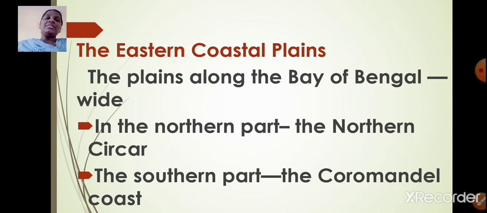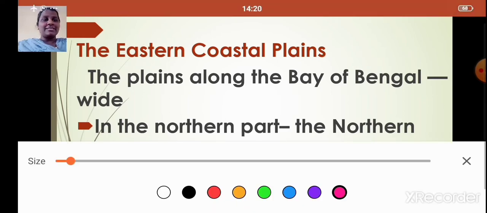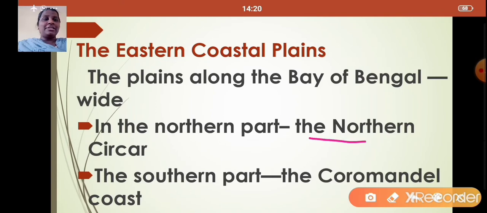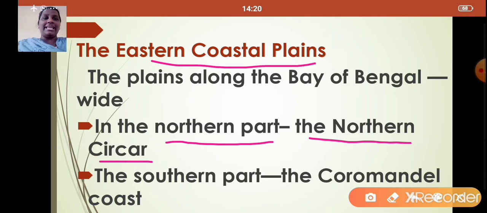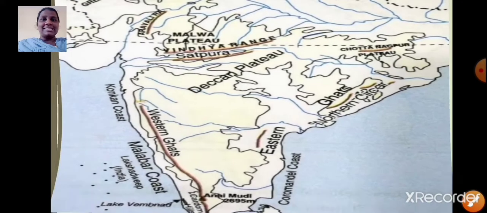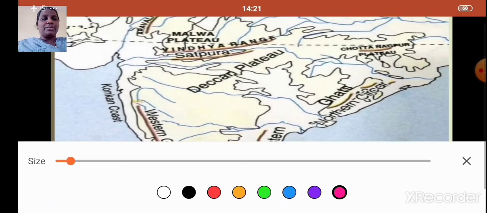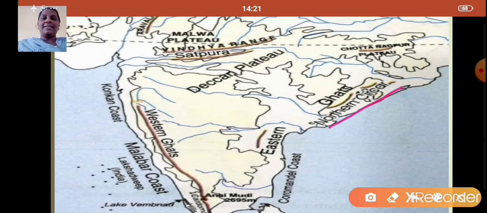Okay. So in the northern part of the eastern coastal plains, we have the northern Sircar. You need to remember this. In the northern part of the eastern coastal plain, we have the northern Sircar, and in the southern part we have the Coromandel coast. Have a look at this map. You will understand much better. Here you can see the northern Sircar in the north of the eastern coastal plain, and towards the south of the eastern coastal plain you have Coromandel coast. Is that clear, students?